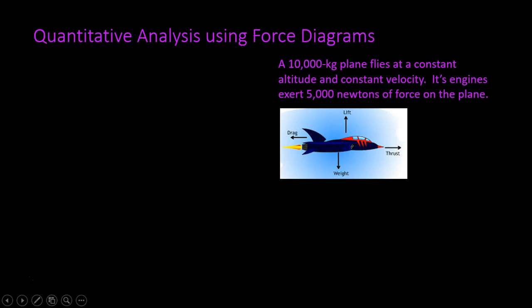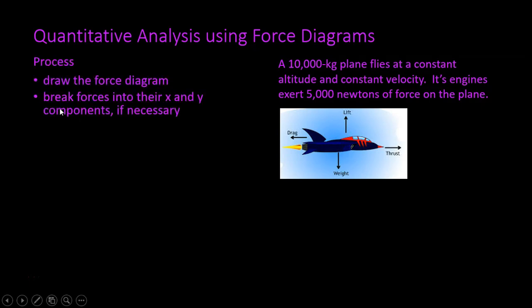Here we have a plane, a jet plane. It's a 10,000 kilogram plane, so the mass is 10,000 kilograms. It's flying at a constant altitude and constant velocity. Its engines exert 5,000 newtons of force on it. So let's look at a process for analyzing this. First, we want to draw the force diagram and, if necessary, break forces into their x and y components.